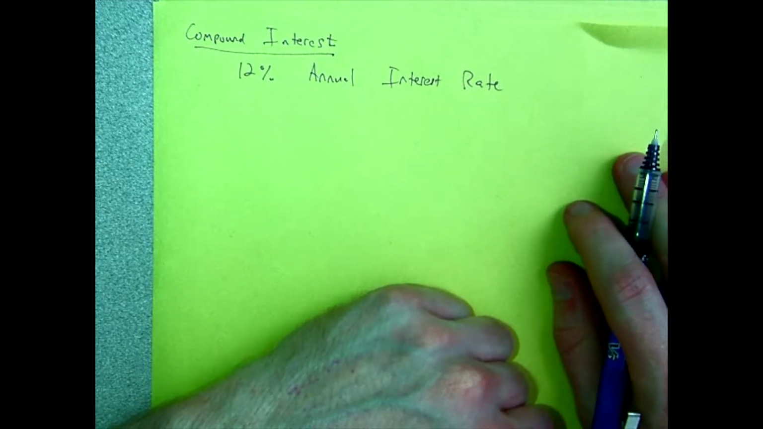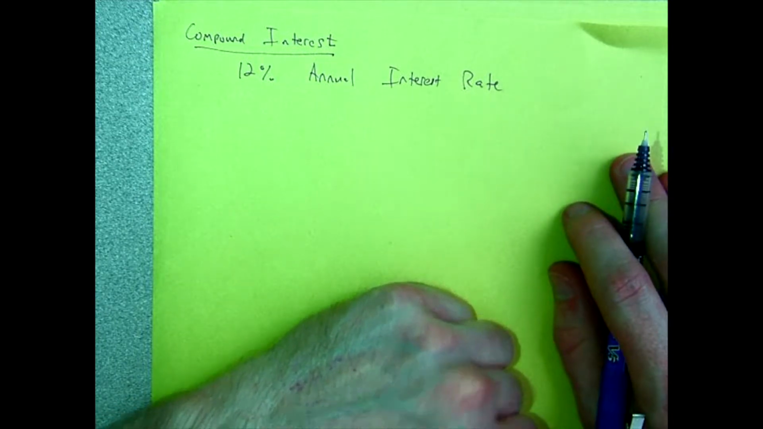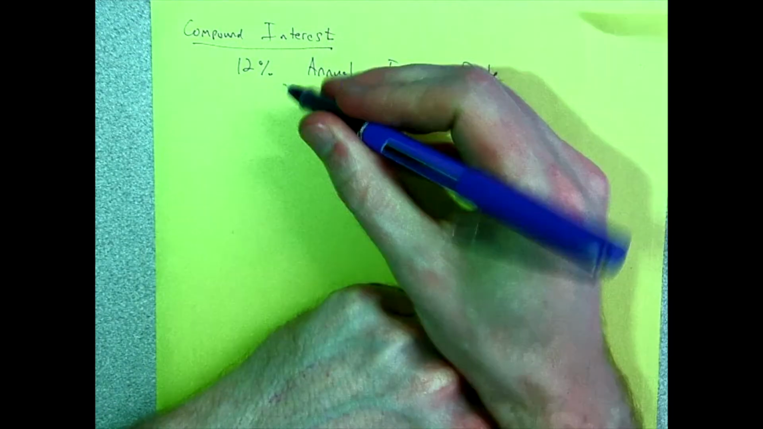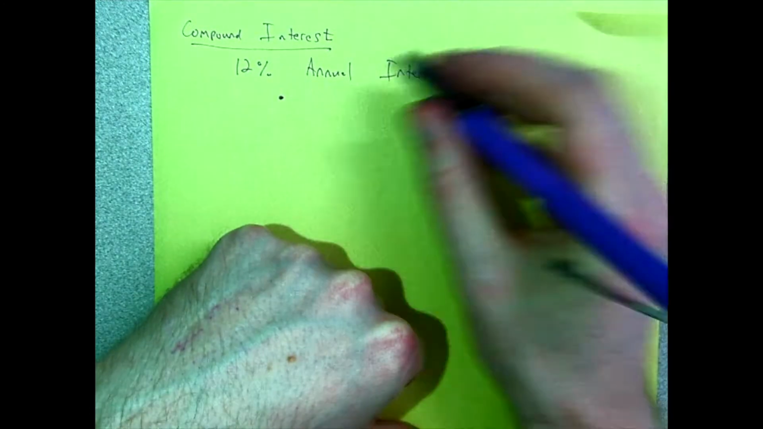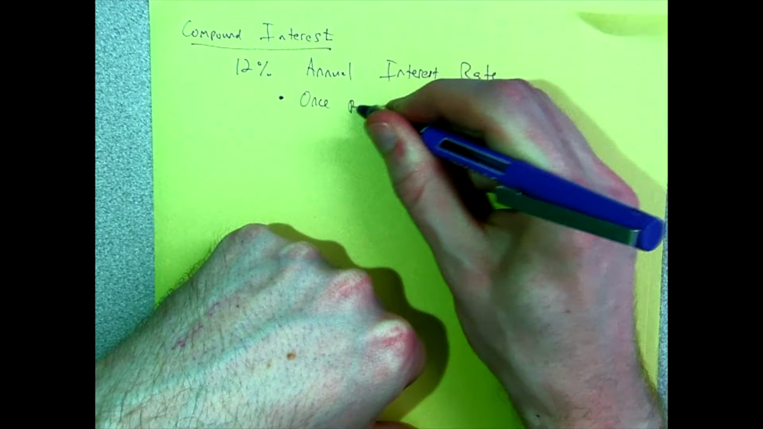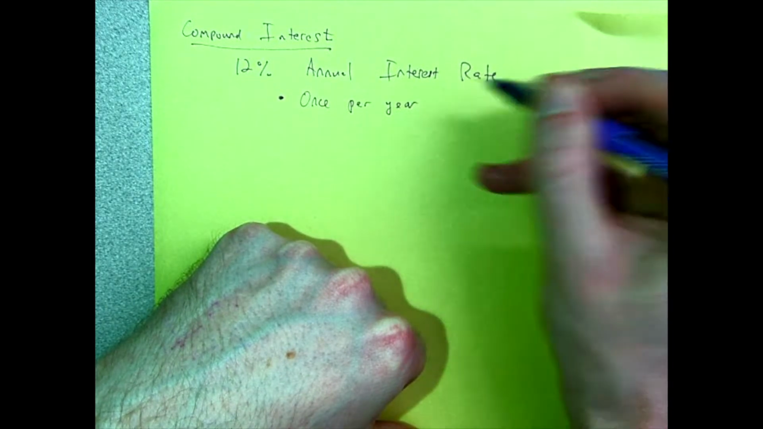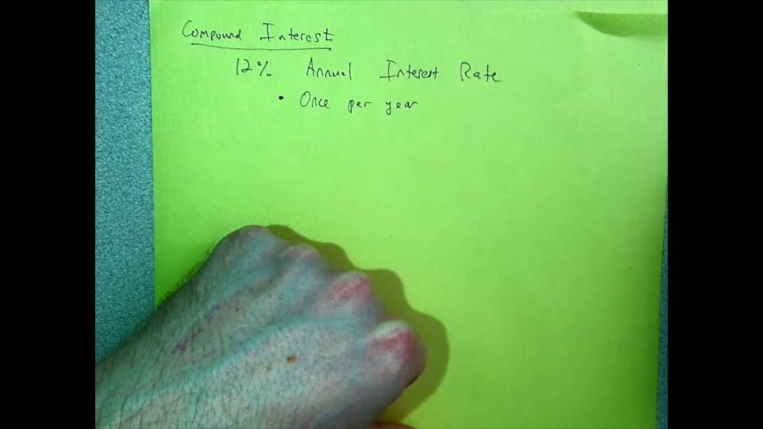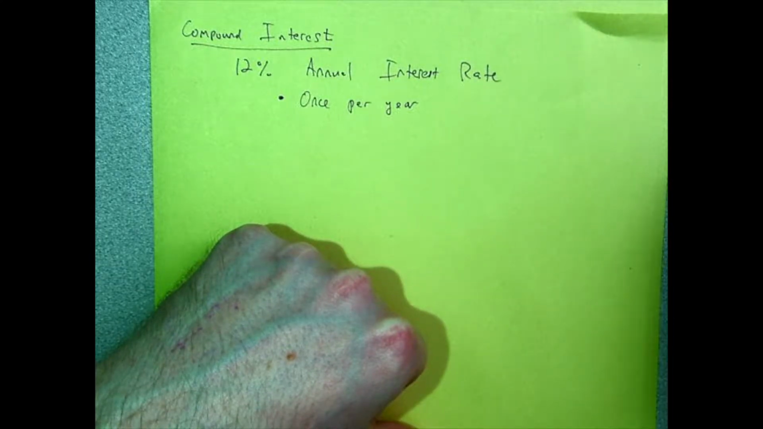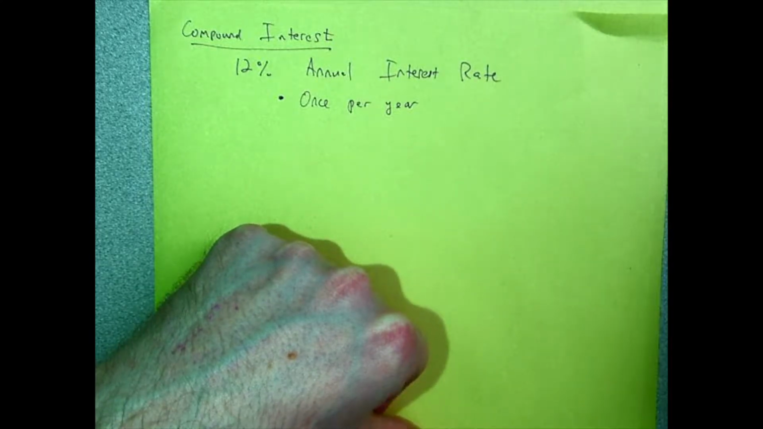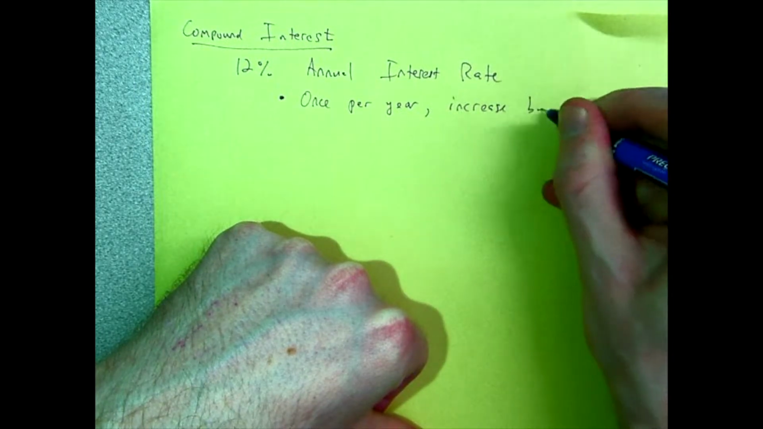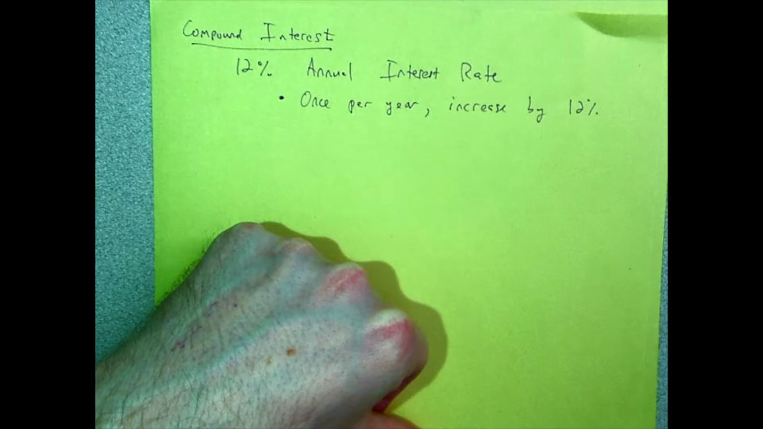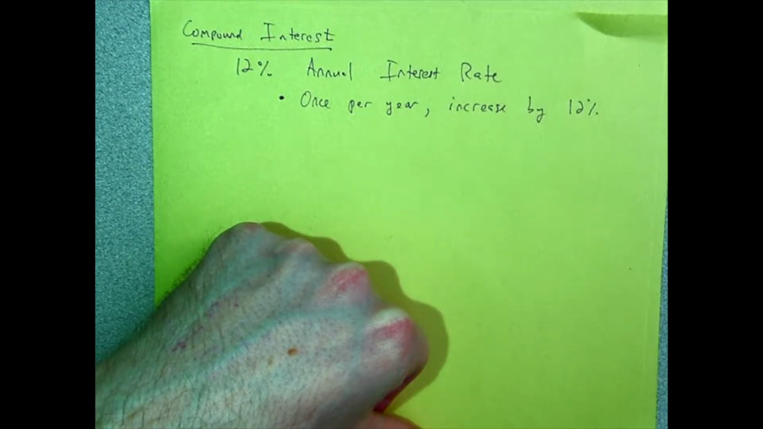So the most obvious way that a bank account could have 12% annual interest would be just once per year. They look at how much money you have in the bank, and they increase that amount by 12%. So once per year, they increase by 12%. That's probably the most natural way of having a bank account with 12% interest, but it's not the only way.